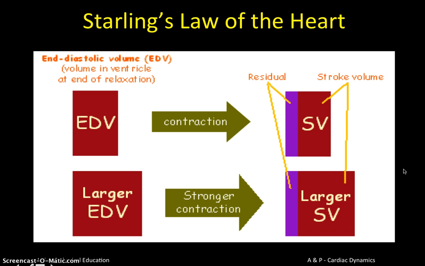Here's a different sort of diagram to represent that. If you have a relatively smaller filling, EDV, and a relatively small contraction, you'll have a relatively small stroke volume. If your heart fills with more blood, you've got better venous return, which we'll look at in a different video, and you have a strong, powerful contraction. Now, these two things are linked, again, which we'll look at in a different video. The filling of your heart and the power of the contraction are very much linked. It's actually called Starling's law of the heart. Then you will eject more blood during that contraction.